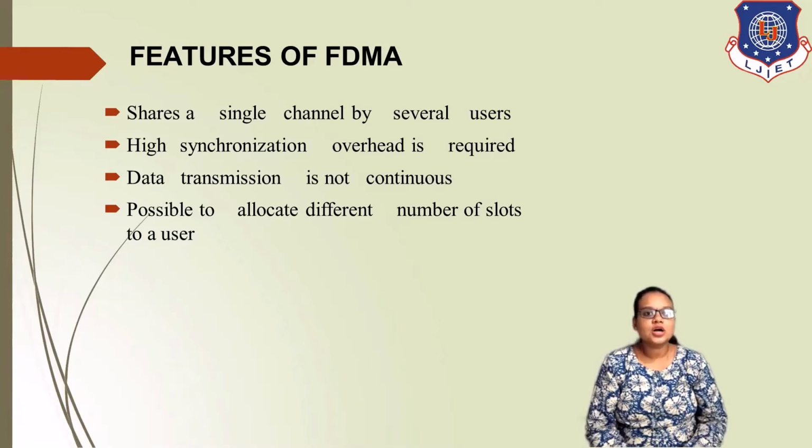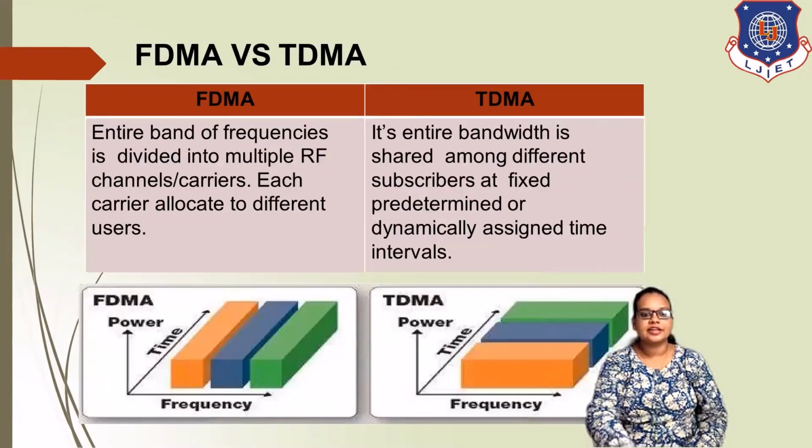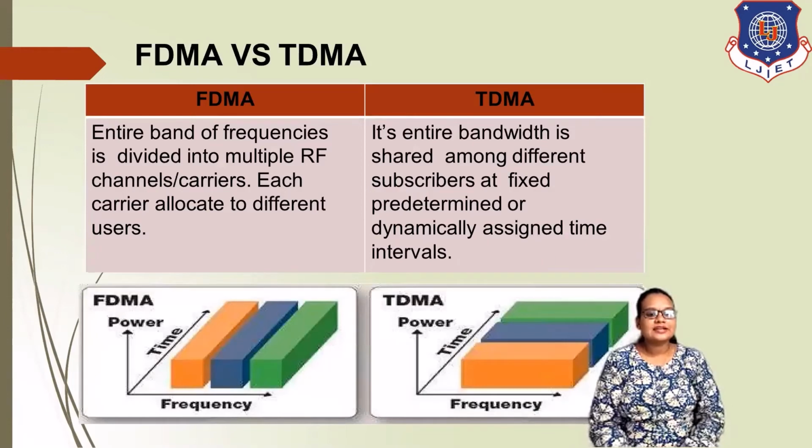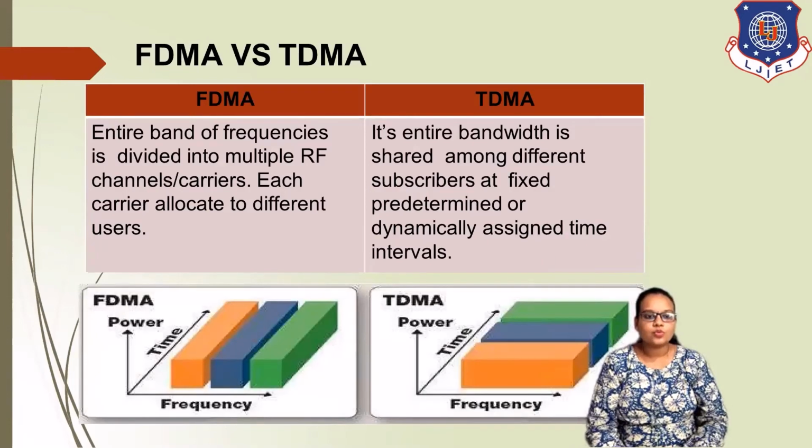Then it is possible to allocate different numbers of slots to the user. As they are working on different time slots, we are using TDM. Now, second, that is the difference between FDMA and TDMA. So what is the basic difference between FDMA and TDMA?